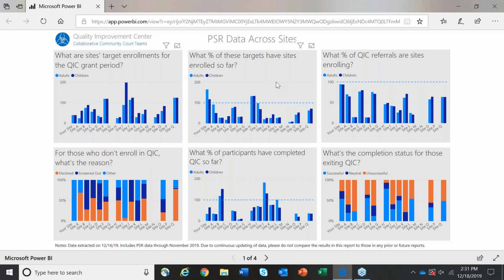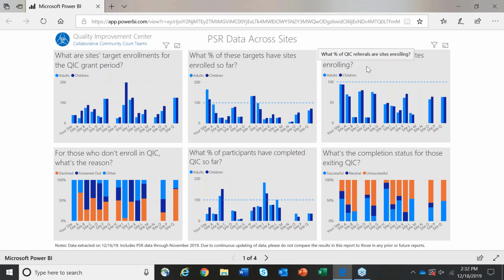Actually, there's a pretty wide range in how long programs have been operating. So programs that started later are, in a sense, a little earlier in their grant period, even though we're all wrapping up at the same time in September of 2020. So you want to keep that in mind. Think about your program start date when you look at your percentage enrolled and compare it to other sites. One thing I also wanted to point out here, you can see a little dotted line at the 100% mark. So for bar graphs like these that are percentages, we put that in partly as a reference point and also partly as a visual reminder that you're looking, in this case, at percentages rather than at counts.